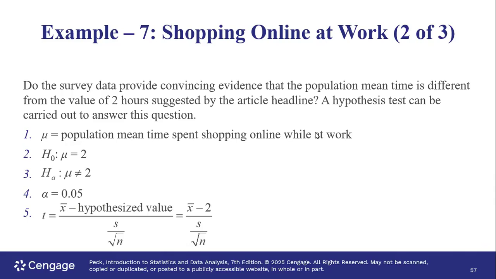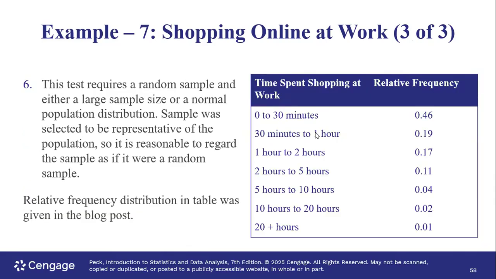We have to calculate the test statistic t, which compares the sample mean with the hypothesized value in the null hypothesis, that deviation divided by the standard deviation of the sampling distribution. This test requires a random sample and either a large sample size or a normal population distribution. The sample was selected to be representative of the population, so it is reasonable to regard this sample as if it were a random sample. A relative frequency distribution was also given in the blog post.